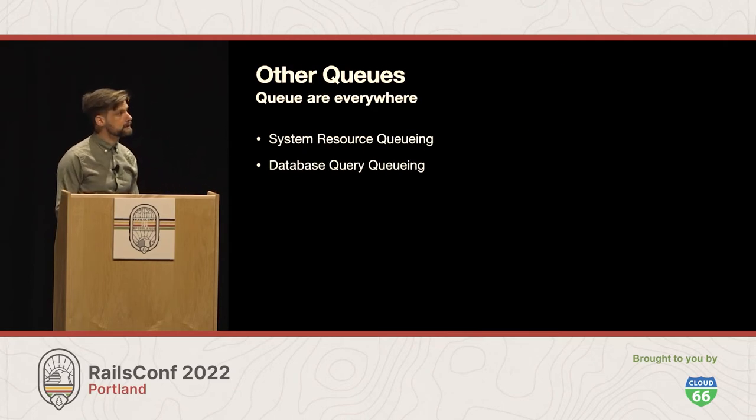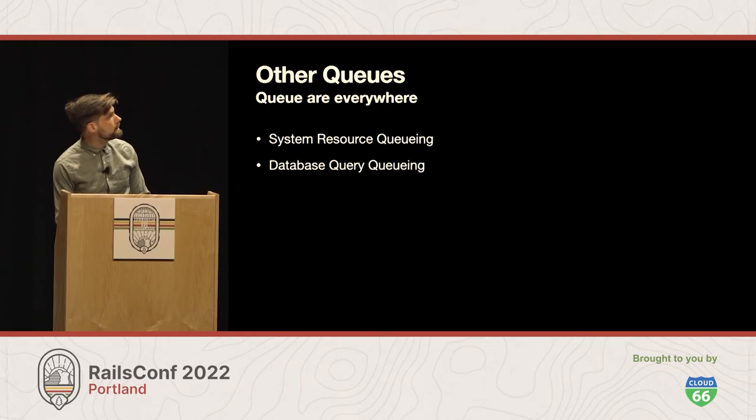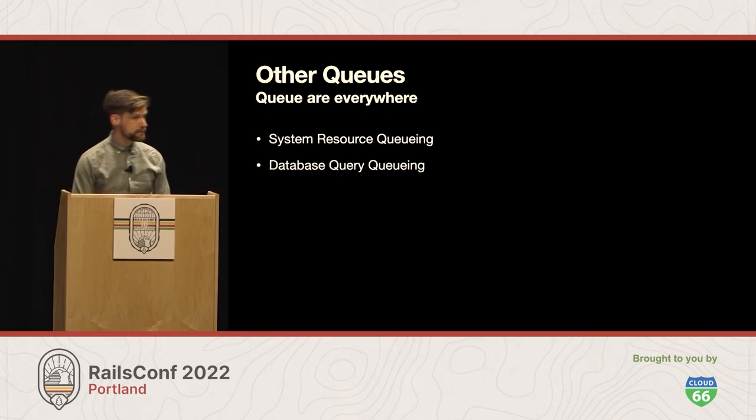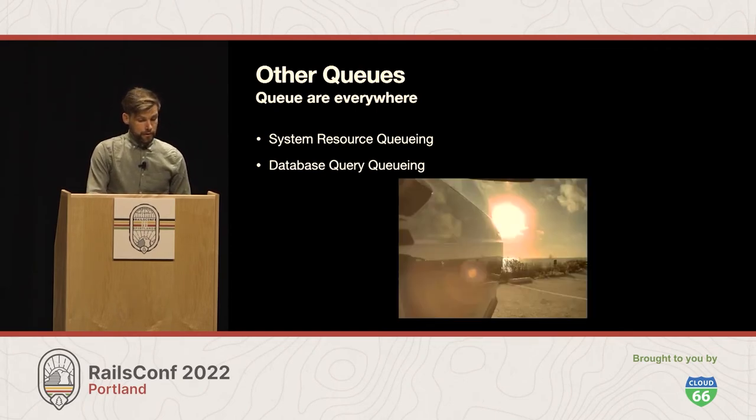There are other queues. Queues are everywhere. Your system resources will have to queue. The operating system that handles context switching for concurrency causes queuing. So too much concurrency in any language, not just Ruby, not just things like Python that also have a global interpreter lock, will queue. Database queries queue. If you send too many requests to a database that can't handle it, its resources will queue. There are other queues, like videos are just queues of frames.